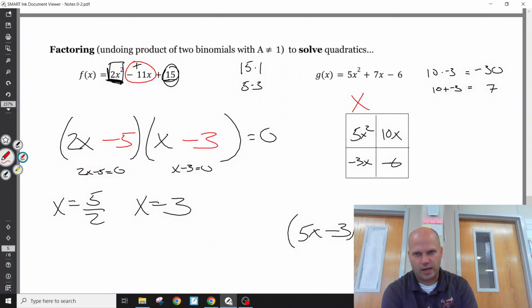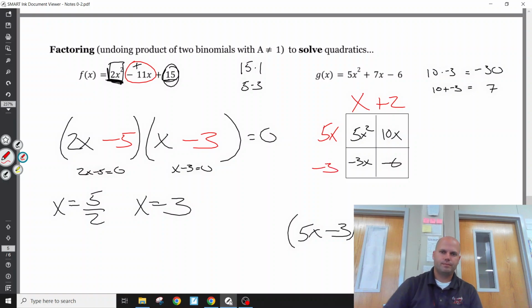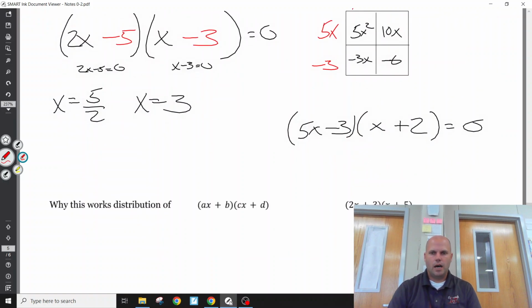Like x is the only thing I can have. That means this has to be 5x. This has to be 2. This has to be negative 3. Boom. Got it. All right, then we just solve.